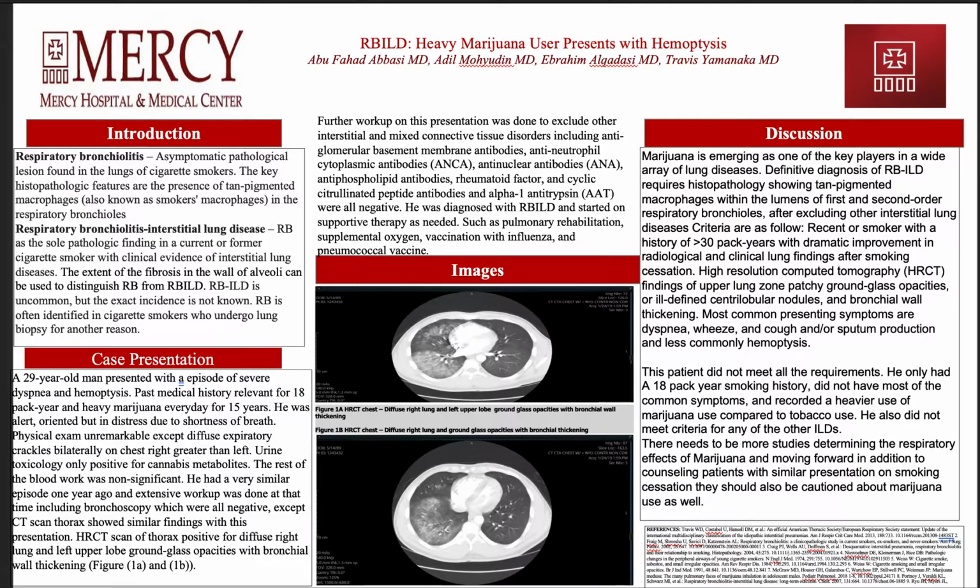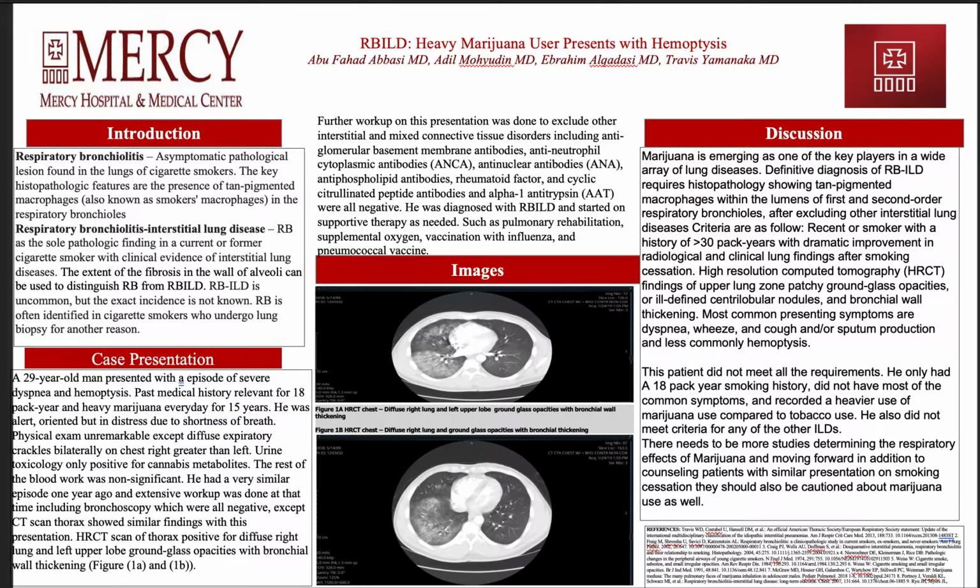On physical examination, the patient was unremarkable except for diffuse expiratory wheezes and diffuse expiratory crackles bilaterally on the chest, the right lung greater than the left. Urine toxicology was also positive for cannabis metabolites, and the rest of the blood work was non-significant. He had a very similar episode 1 year ago, and extensive workup at that time, including bronchoscopy, was negative, except for the CT scan at that time, which was very similar to this CT scan.